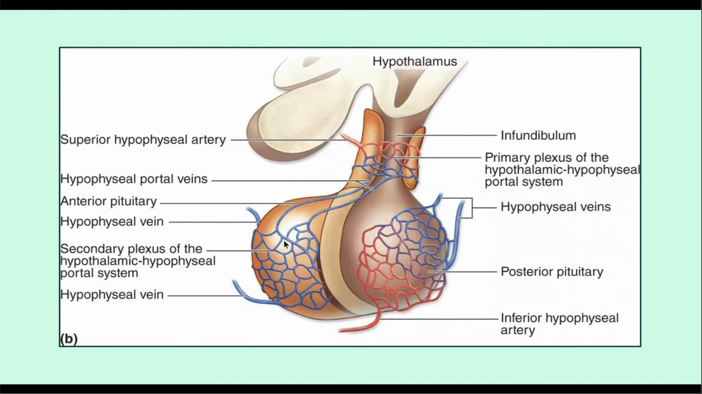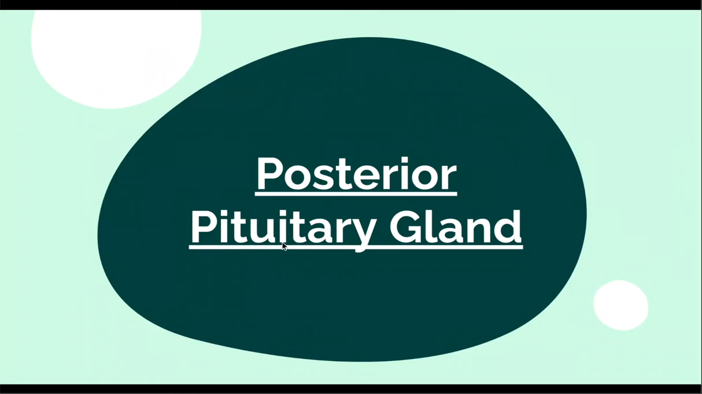the cells, and from there those cells will then release their own hormones, which will again make their way into the systemic circulation. So you have primary capillary plexus, vein, another capillary plexus, so you have the hypophyseal portal system. This is really important. So let's start with the posterior pituitary gland.